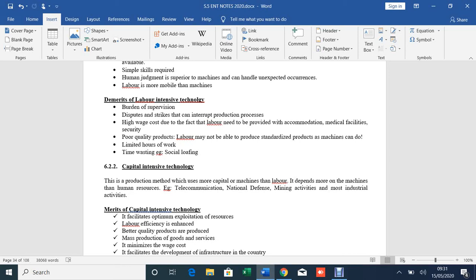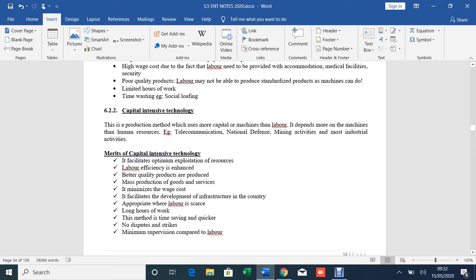Examples are in telecommunication, national defense, mining activities, and most industrial activities. In the market today, when you go to a simple supermarket, you don't need to take money in your hand. You take your card, tap on the cash machine, and you get your goods. That's why you need to use technology rather than other tools in business. But I remind you as a student, in capital intensive technology, you must have some skills to use it. It's not simple. You must have some technical, scientific knowledge to use capital intensive technology.